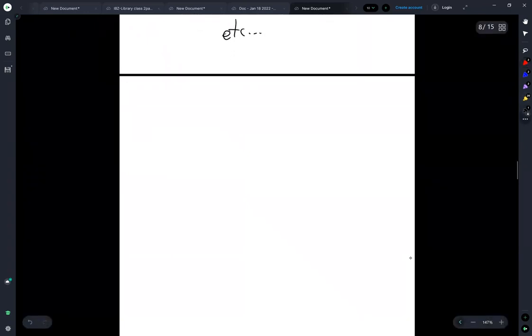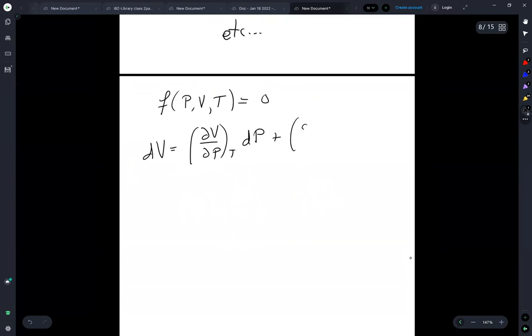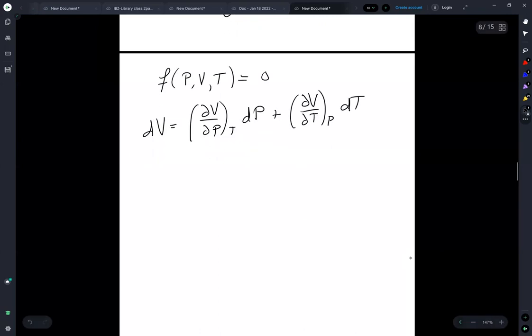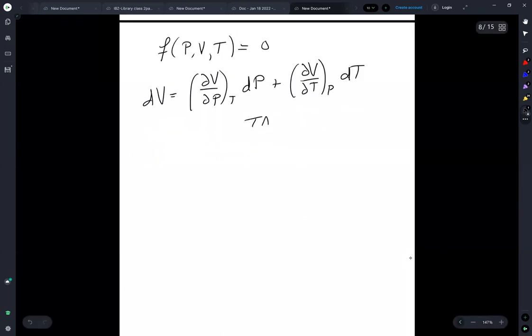So going back to our function of pressure, volume, temperature, this means that we have dV is equal to the partial of V with respect to pressure at constant temperature, dP, plus dV by dT at constant pressure, dT. Ta-da.